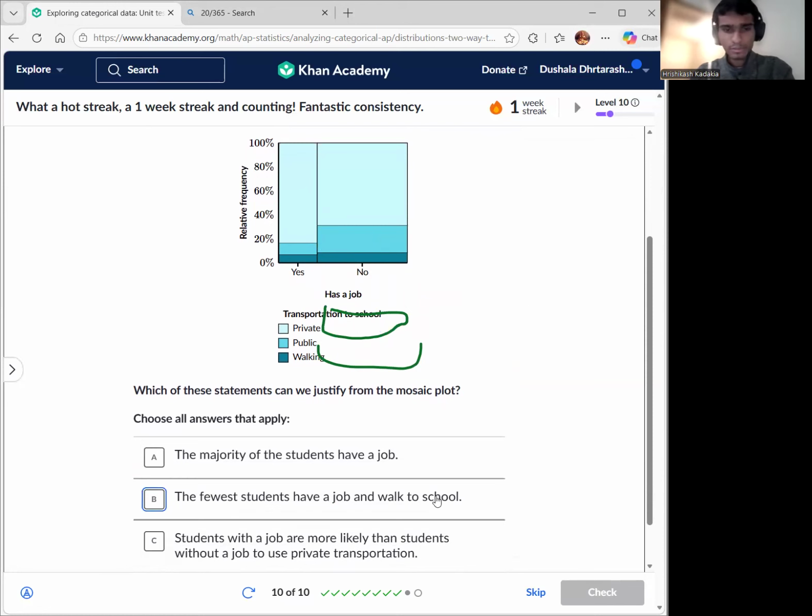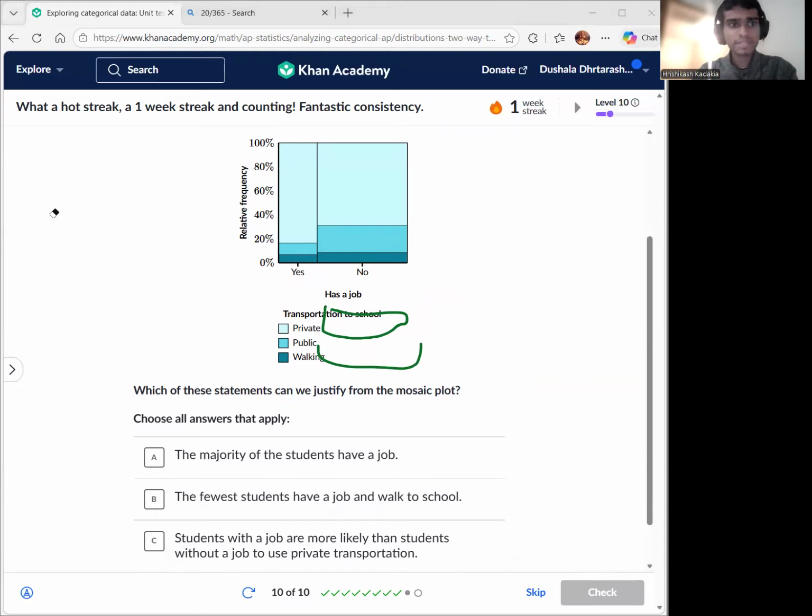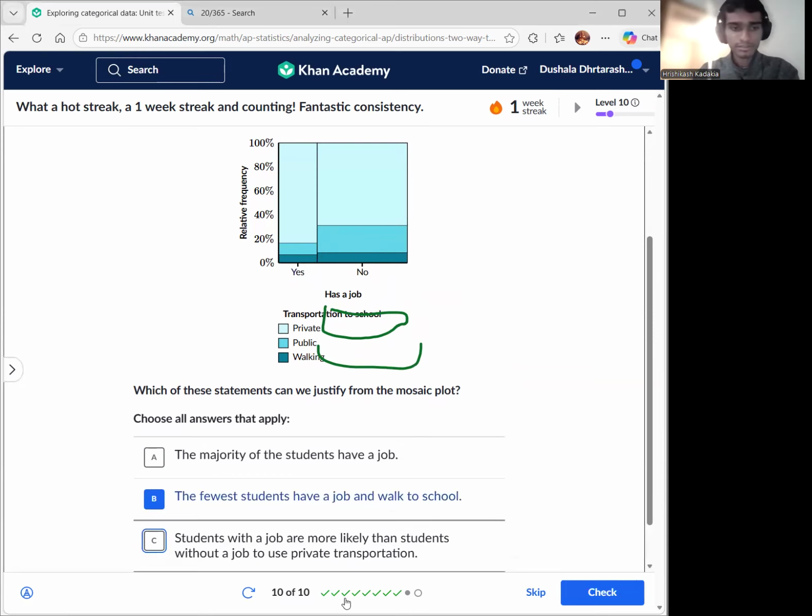And few students have a job and go to school, well, this part is students who have a job and walk to school. Actually, that is correct. You know why? Walking means this part, and that is actually the smallest. This part is really tiny. So if few students have a job and walk to school, that's correct, because from this diagram, that's the smallest little box there. That's what we want to see.